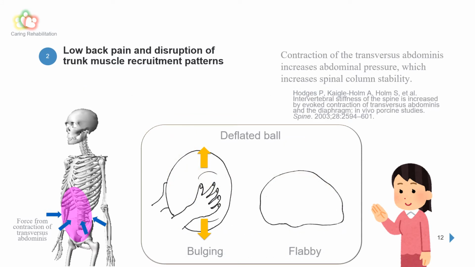For simplicity, let's consider a ball that is only half filled with air. When the transversus abdominis is working well, it will be in a position where you are straining to pinch the ball with both hands. At this time, the ball hardens into a semi-rigid body, which increases the stability of the spinal column. Therefore, when the transversus abdominis does not work properly, spinal stability is reduced.